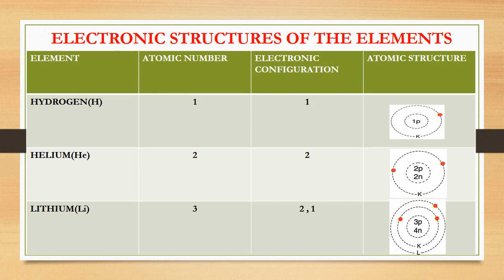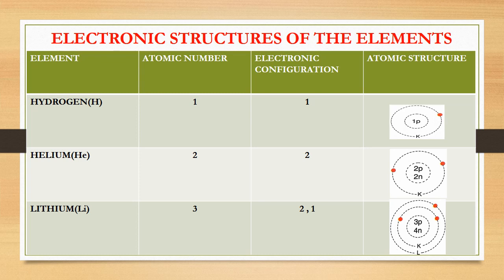And just have a look at the atomic structure of hydrogen. You can see that in the center it is the nucleus, and what does that nucleus contain? That one p is denoting it is containing one proton, and it has only one cell. Which cell is that? K. And what do you see in that K cell? Only one electron, that is designated as a red dot.